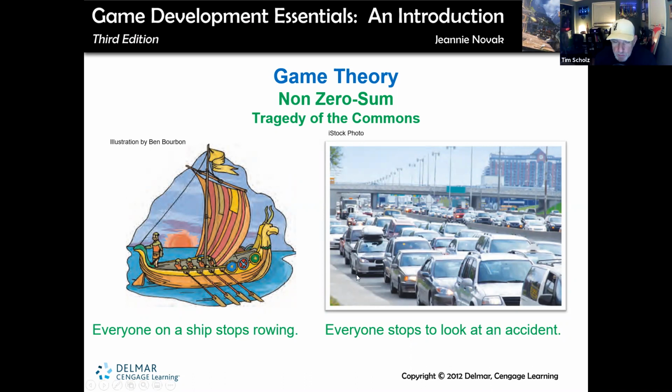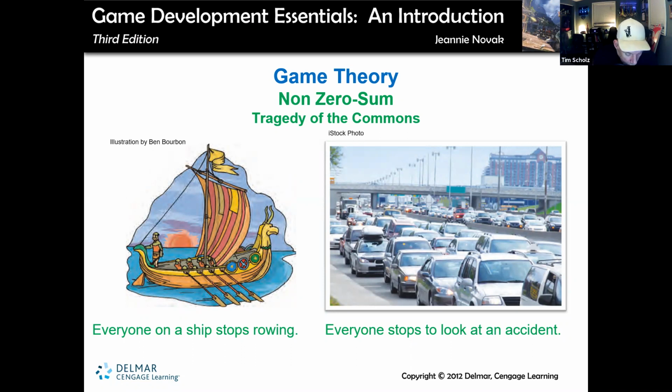A better understanding of the concept is when you're driving along the interstate, driving along the highway, and you come across an accident and everybody slows down to look at the accident. As this continues to happen, it continues to slow traffic down and make things back up more and more and more. So when we're talking about the tragedy of the commons, it's exactly that.